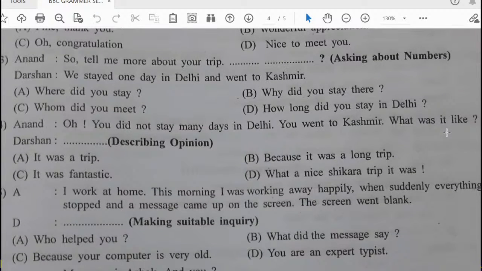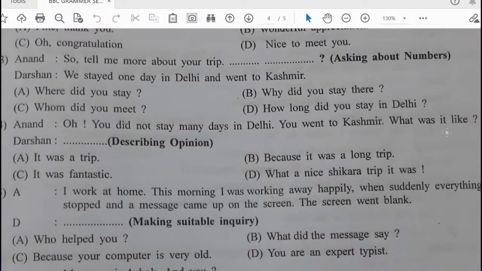Having four. Anand said, oh, you did not stay many days in Delhi. You went to Kashmir. What was it like? Darshan said something. We are given the suggestion, describing opinion. So we have to give an opinion. What was it like? See the first option, it was a trip. Option B, because it was a long trip. C, it was fantastic. D, what a nice shikara trip it was.